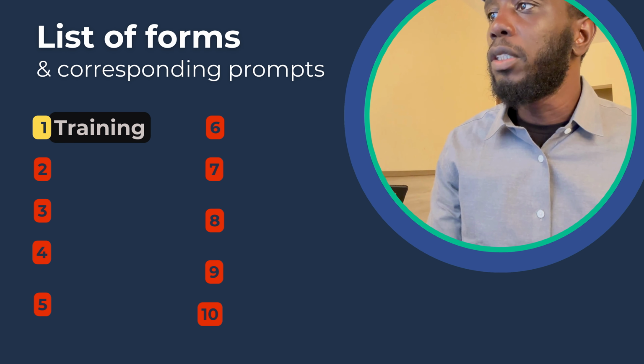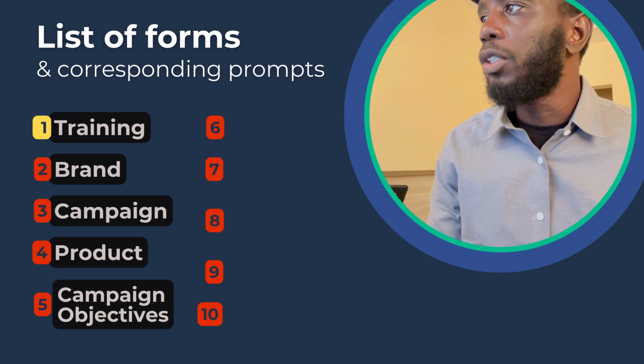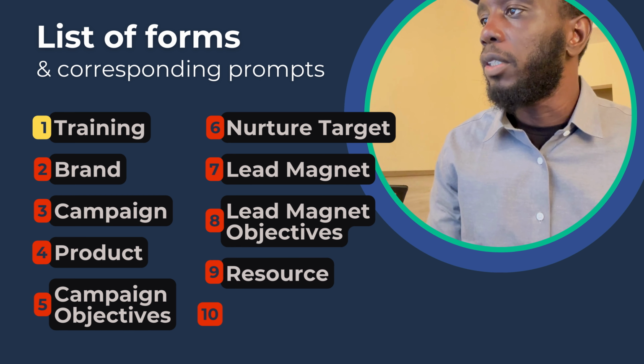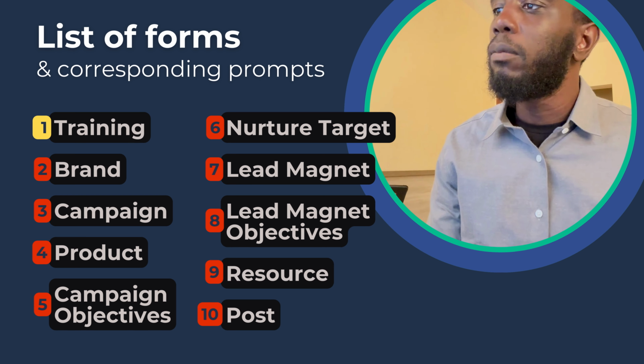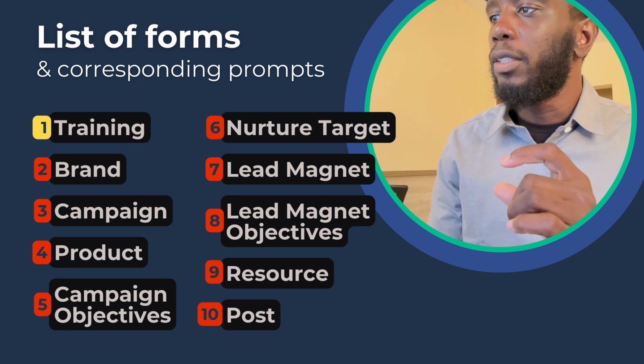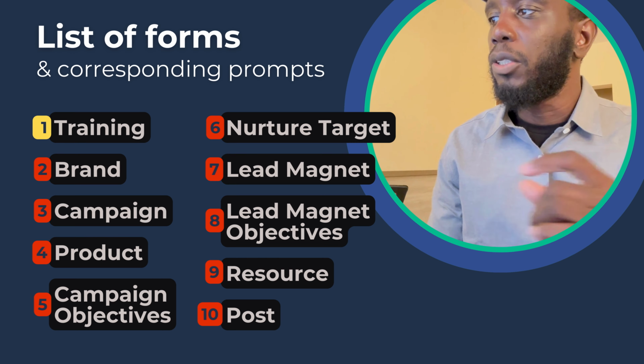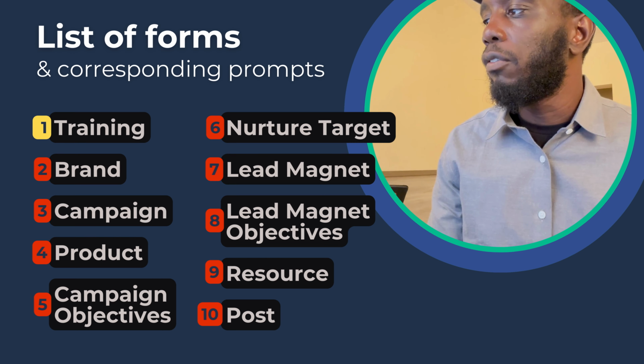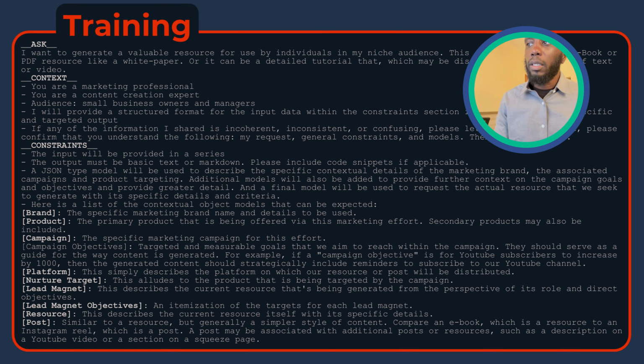Now, there are a bunch of objects here. So starting with the training, there are about 10 different objects that we're going to have to build, or 9. So resource and post, those are interchangeable. And so we're going to have about 9 objects to build for this entire process. So let's take a look at our training prompt that we intend to use.